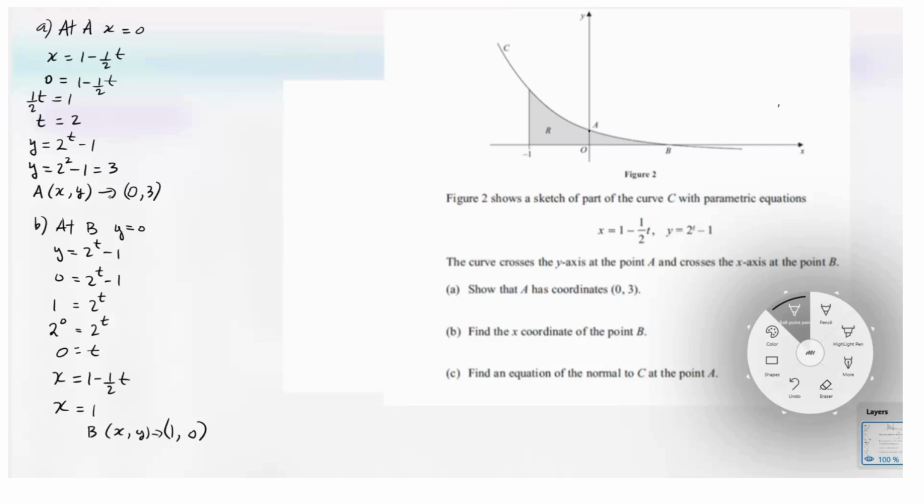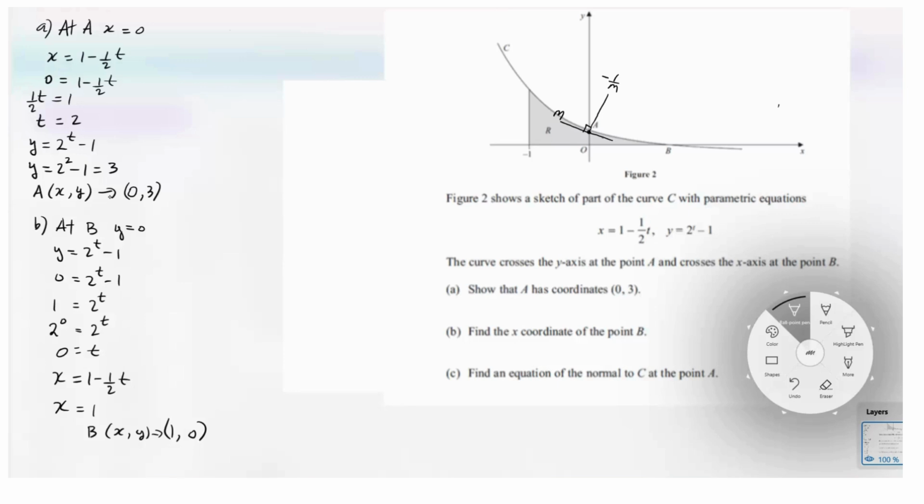We're asked to find the equation of the normal to C at the point A. So at A, here we would have a tangent, and also the normal is perpendicular to the tangent. So if m is the gradient of the tangent, it means that the gradient of the normal would be minus 1 over m. So how do we find the equation of the normal? Well, first we need to find dy by dx.